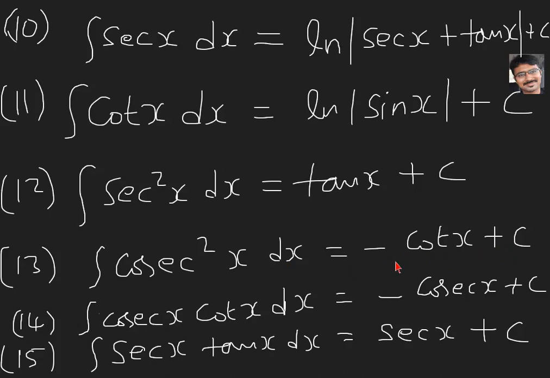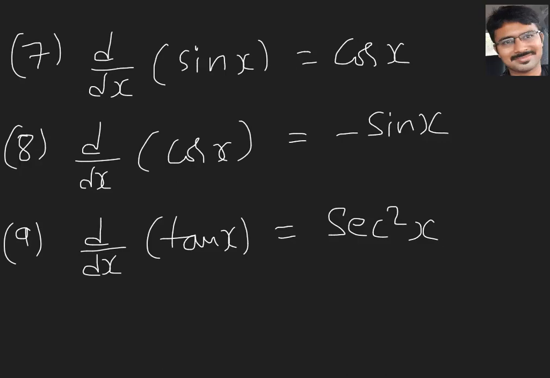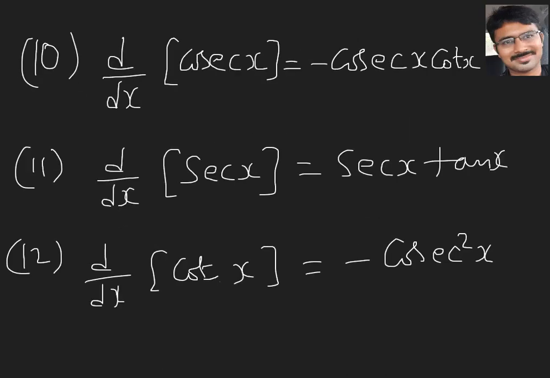I hope you are clear till here. So like that I can write the formulas. Integral cosecant x cot x dx is minus cosecant x. Integral secant x tan x dx is secant x plus c. Like that we can compare these differentiation and integration formulas. I hope you are clear till here.